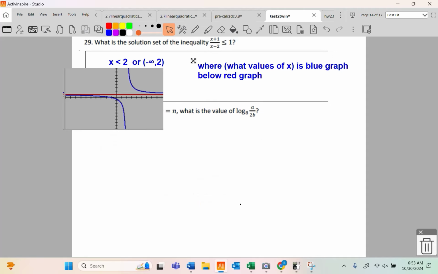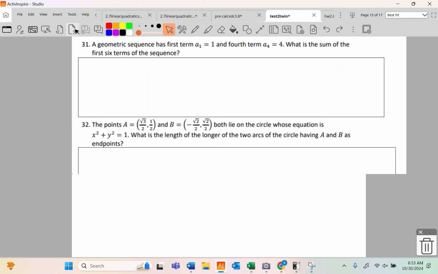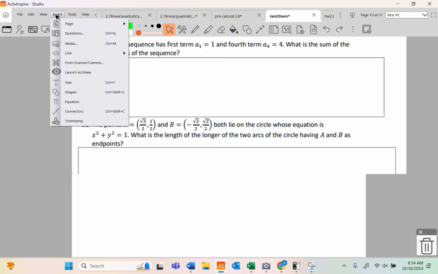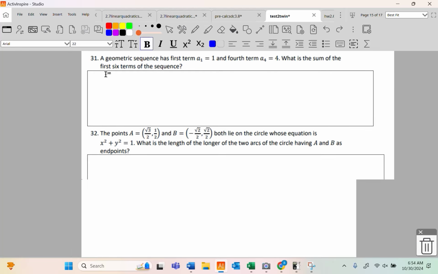Don't know. Number 29, 31: a geometric sequence has the first term a sub 1 of 1, and the fourth term a sub 4 of 4. What is the sum of the first 6 terms? So I haven't talked about a geometric sequence with y'all. It's supposed to be talked about in Algebra 1. It may not have been.